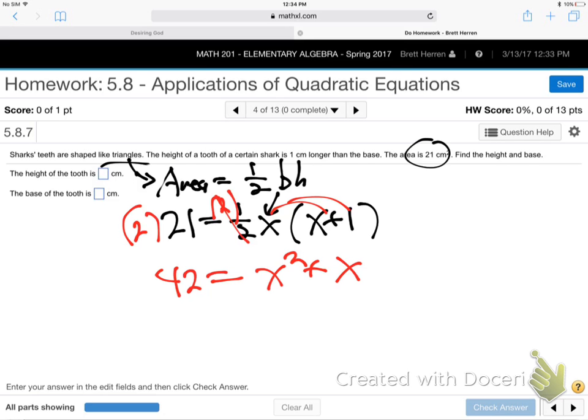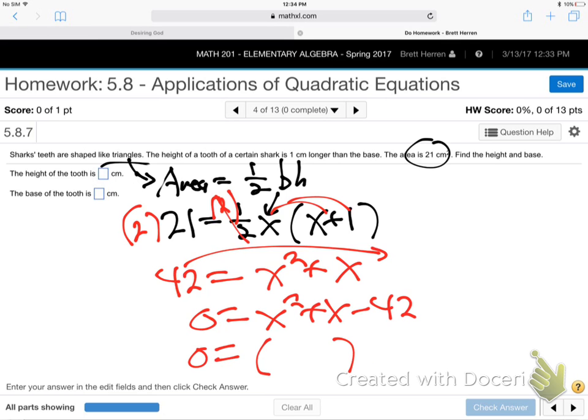And now what do we do? Gotta get a 0. X squared rears its ugly head. Bring the 42 over. Get a 0. It becomes a minus 42. Factor that thing. X and X, 6 times 7. Sign in the middle, sign on the bigger. Really, who cares at this point? The answers are going to be 6 and 7, aren't they? You might as well just save some time.